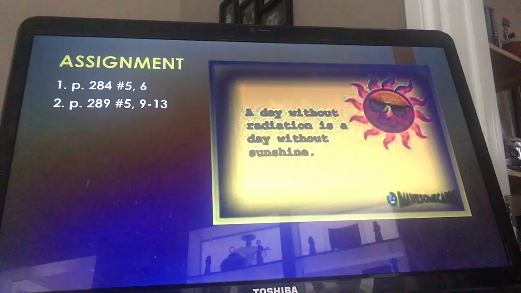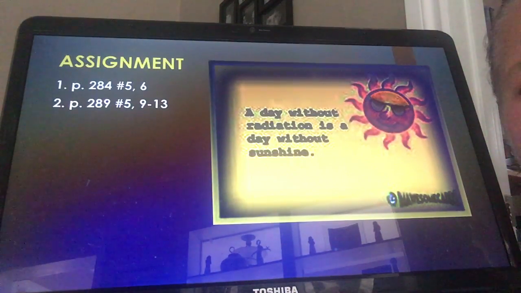And our funny joke of the day: a day without radiation is a day without sunshine. Haha, it's a cool, cloudy, rainy day now, but we know the sun is still there.